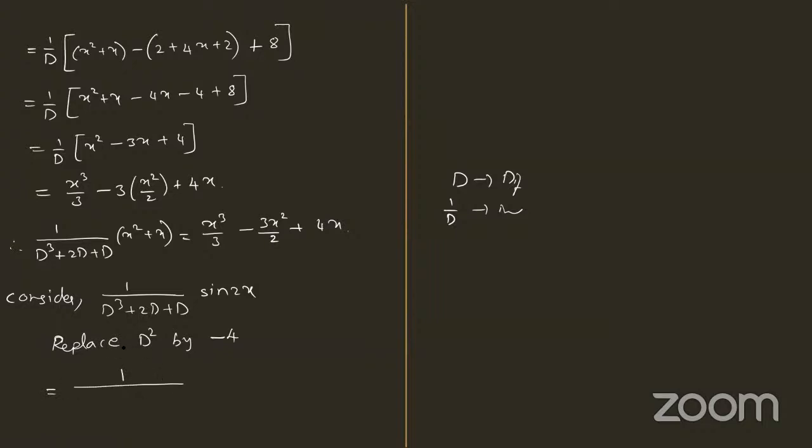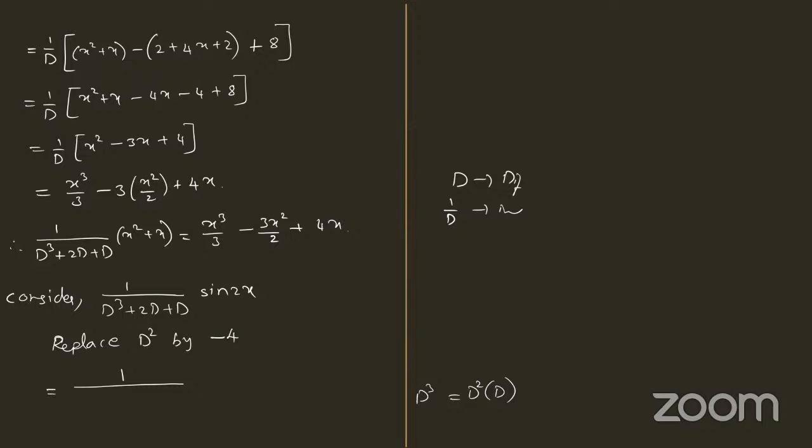Yesterday, we had not discussed problems of this kind. We have a D cube here. As we know, we can write D cube as D square into D, so that instead of D square, you can substitute this minus 4. We cannot leave that. Wherever you have D square, you should replace it by minus 4.